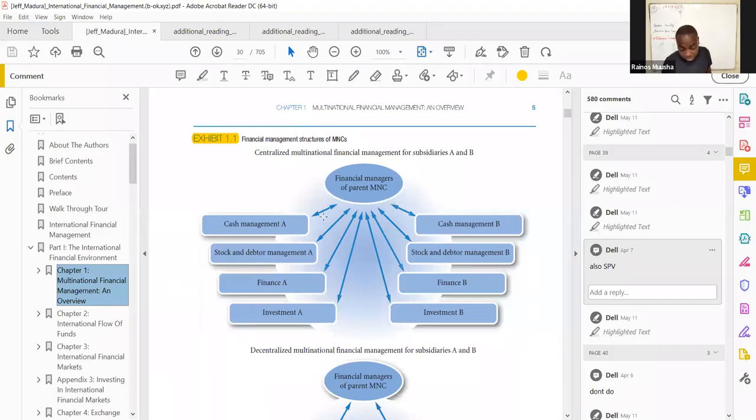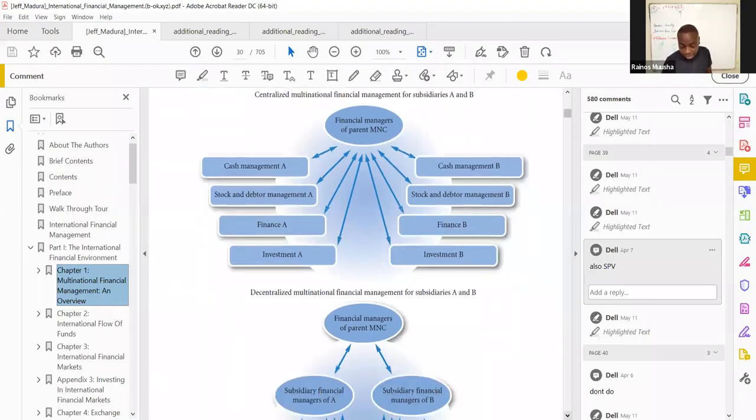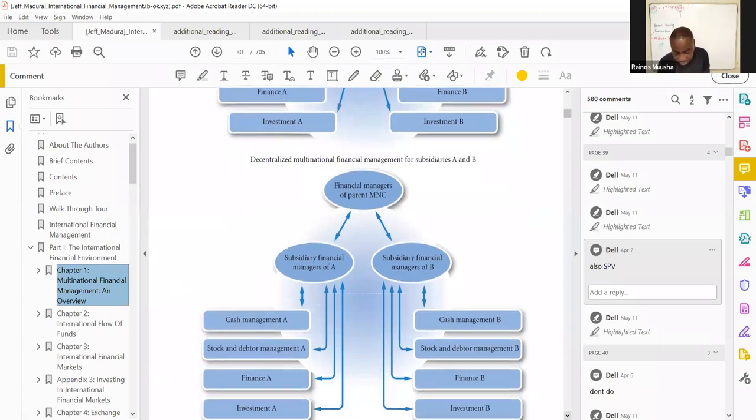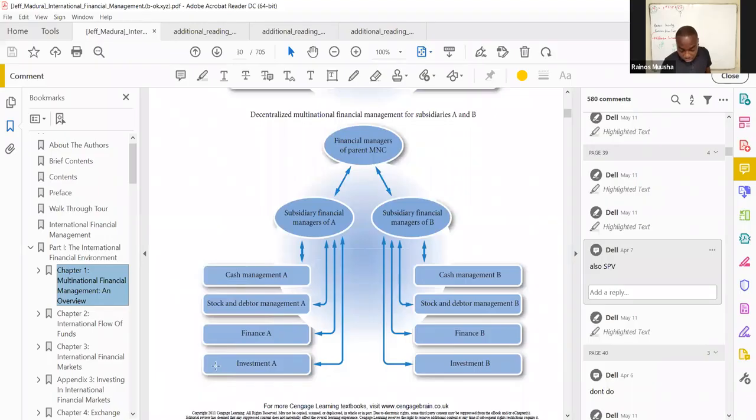So which means the cash management department, the stock and data management department, the finance management department, and the investment management department as well, they are all directly reporting to the financial manager from the parent company for both subsidiary A and subsidiary B. So that's when you're having a centralized organization or system.